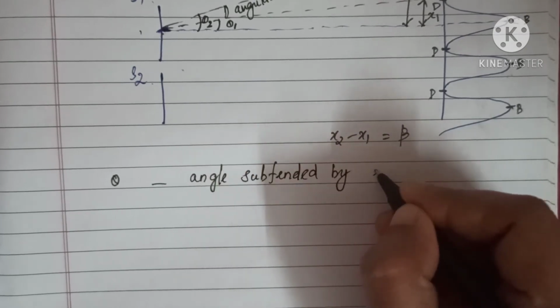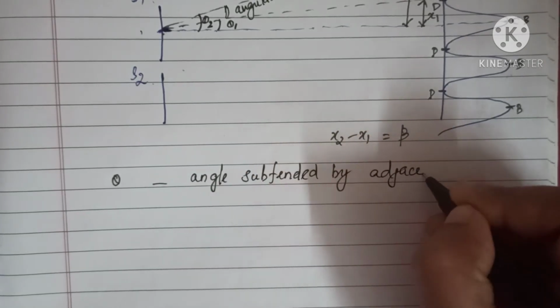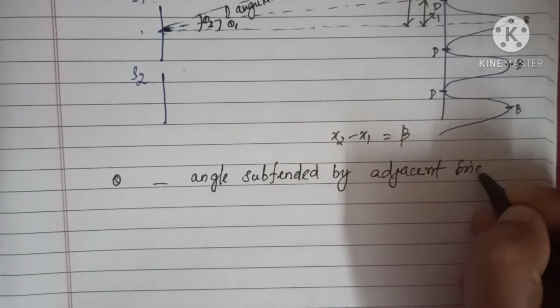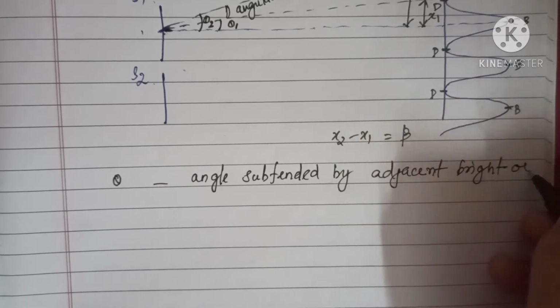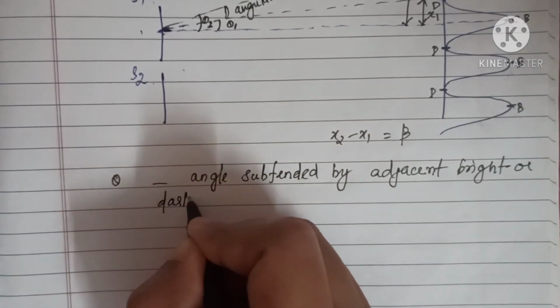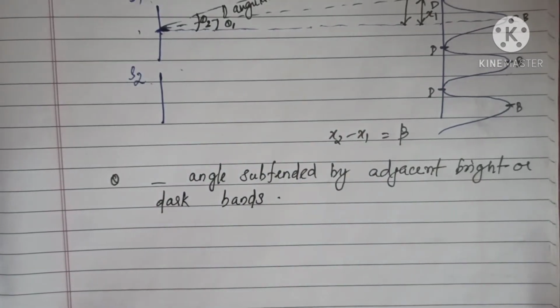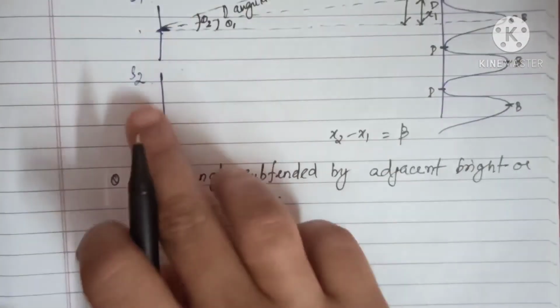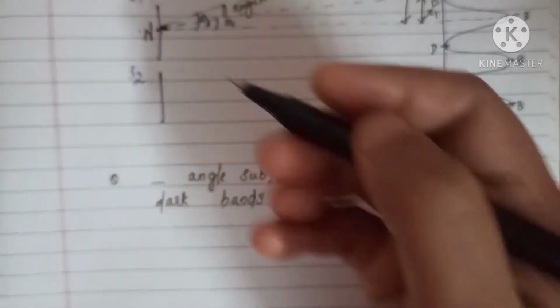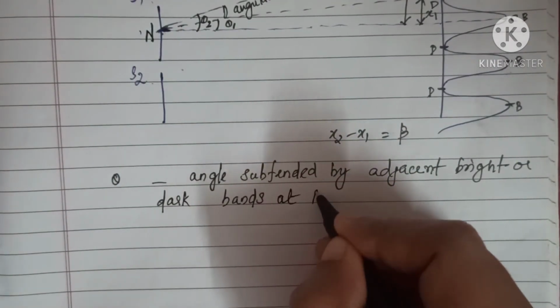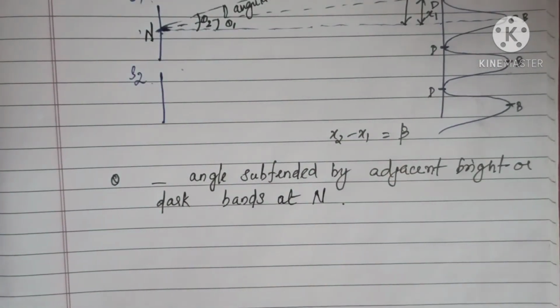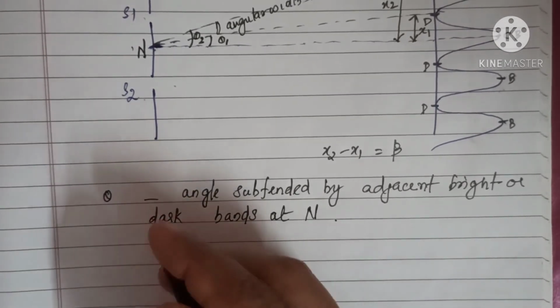by adjacent bright or dark bands. Clear? At this point, suppose this is n, you can write at the point n. Okay, clear?